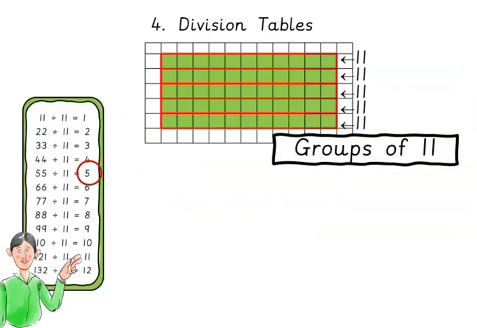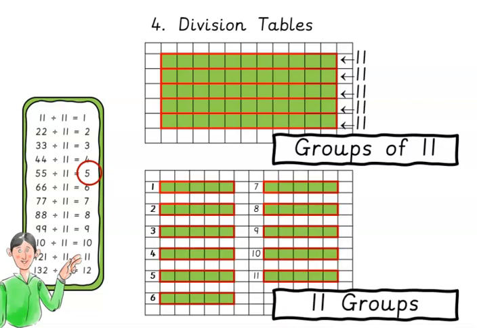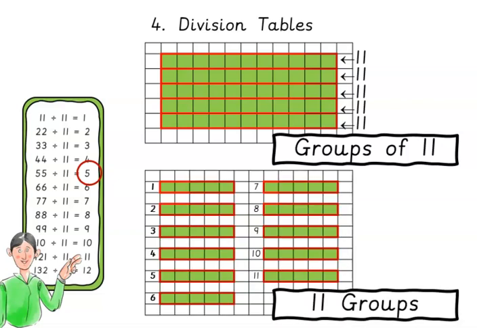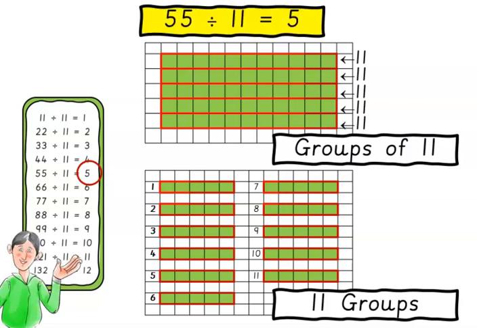So, what we have to remember is very simple when we listen out for 2 words. Groups of 11, 11 groups, with no word of in it. One more time. So, groups of 11, there's our groups of 11, and here's our 11 groups. Same sum, just a different way of saying it. 55 divided by 11 equals 5.